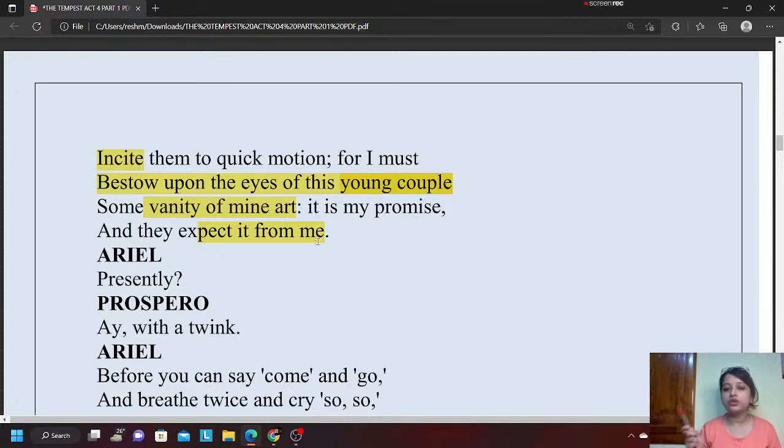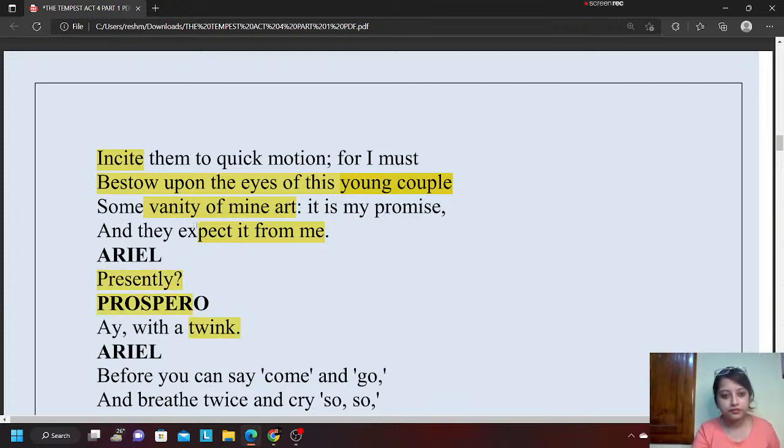Okay, plus he also wants to entertain the couple. So there will be a show, and who will be the performers? The spirits. Okay, presently, with a twink. So Ariel says, should I call them immediately? Prospero says yes, with a twink.